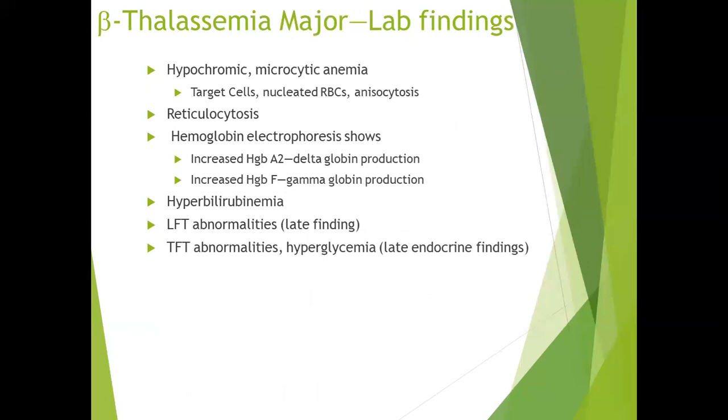Beta thalassemia major, what lab findings could we expect in that? You will see microcytic hypochromic picture, as I have already discussed. The peripheral smear will show target cells, nucleated RBCs, and anisocytosis. Because of increased destruction of RBCs, it will result in reticulocytosis, because it's a hemolytic process going on. Hemoglobin electrophoresis will show increased hemoglobin A2 (delta globin production) and increased hemoglobin F (gamma globin production), and hyperbilirubinemia, again because of the hemolytic process. Maybe you can have abnormal LFTs and thyroid functions, and later on hypoglycemia because of iron overload.